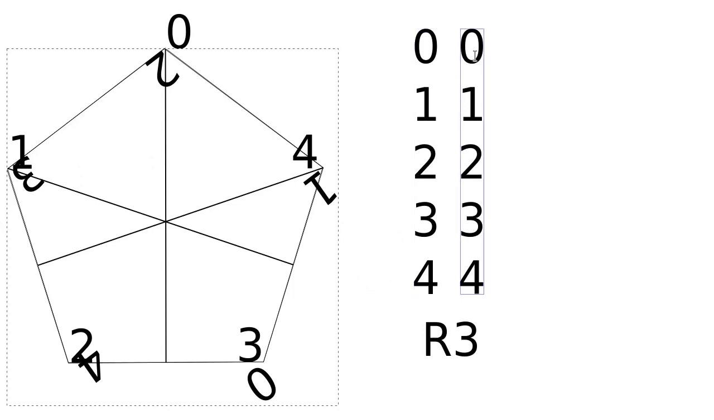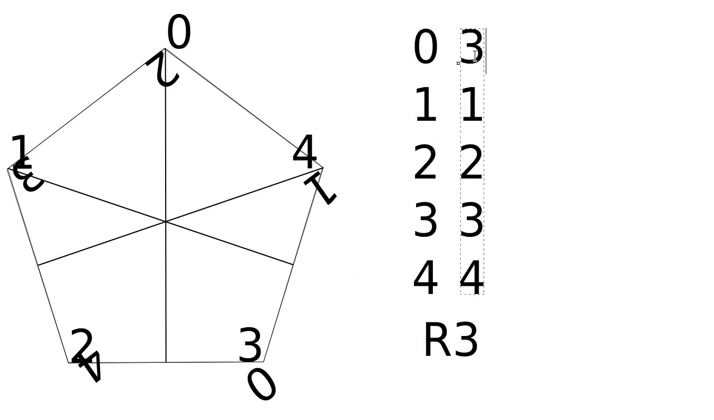0 goes to 3, 1 goes to 4, 2 goes to 0, 3 goes to 1, and 4 goes to 2. We now know that this rotation, a rotation of 3, takes 0 to 3, 1 to 4, and so forth.